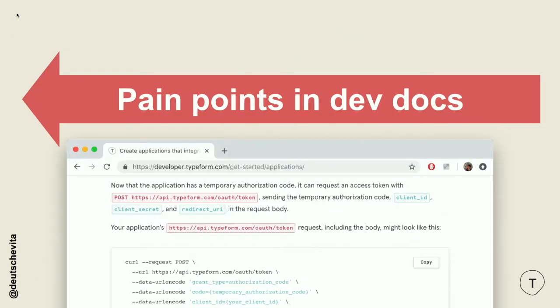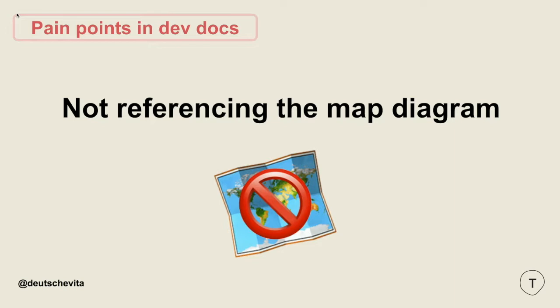But then there were some problems, some things that could have been improved about the DevDocs. The first thing was that the actual guide, the tutorial text, wasn't referencing the map. It was making no mentions, no references to where I was standing in this map. So I had to make the connection by myself. I would stare at the map and try to figure out where I was, and then find it in the text and see what needed to happen next.